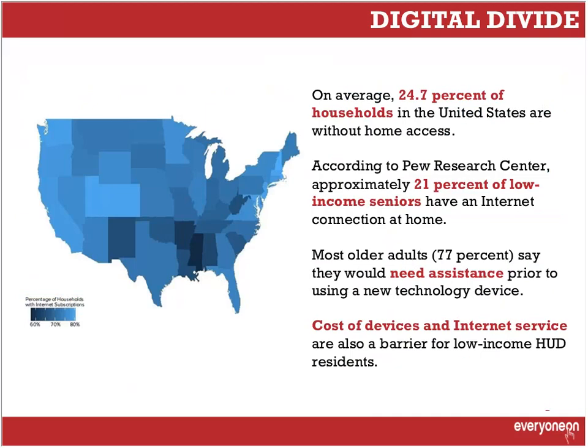If you look at the digital divide, somewhere between 20 and 25% of Americans don't have access to the internet at home. Looking directly at seniors, 21% of low-income seniors are without access to the internet at home. That's nearly 1 in 5, which is a situation we really want to turn around. Most older adults say they need assistance before using a technology device, meaning training is really important to help get them online. And lastly, the cost of the actual device, whether a laptop or a tablet, or of internet service, is definitely a barrier, and we want to help seniors overcome that.